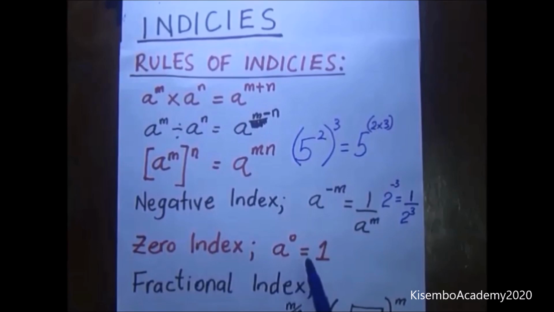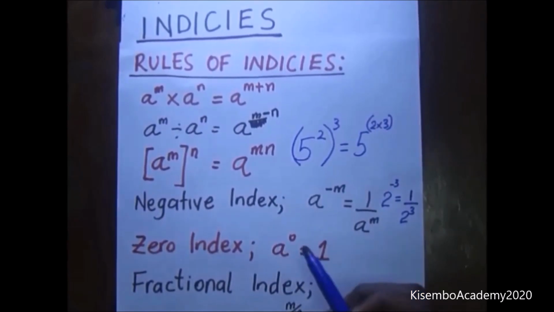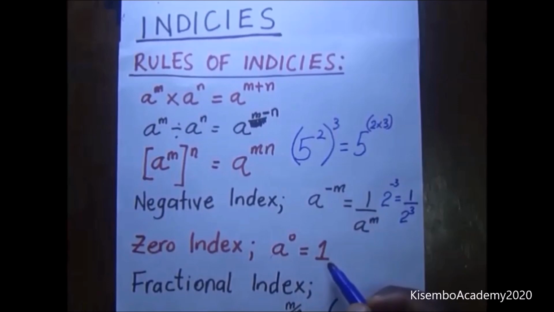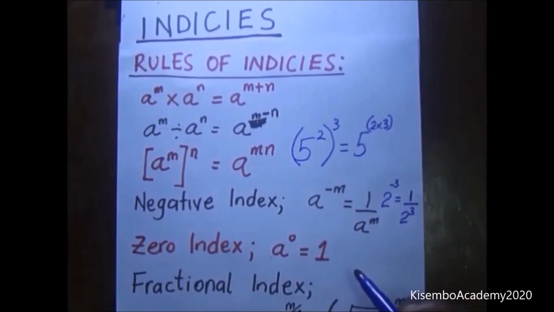Then we have the zero index. Any number to the power 0 is 1. Any number, whether it's 1,000 or 10 million, to the power 0 is always equal to 1. And any number to the power 1 is always equal to that number itself.